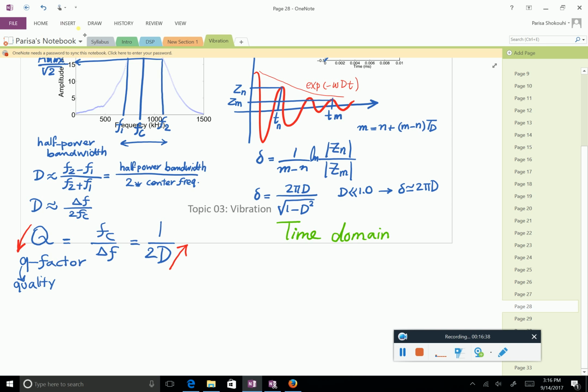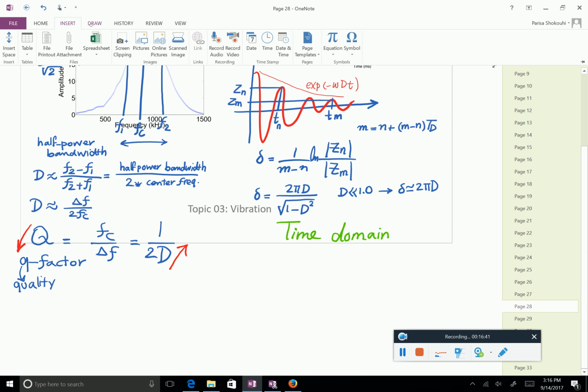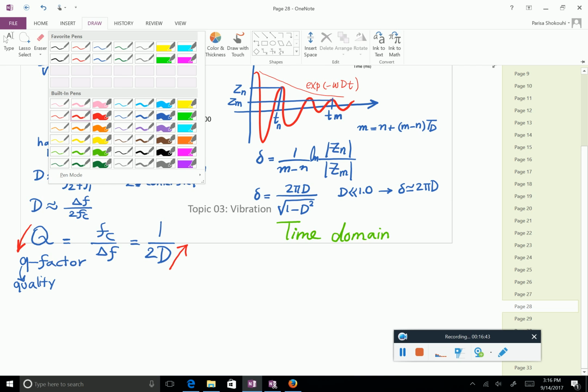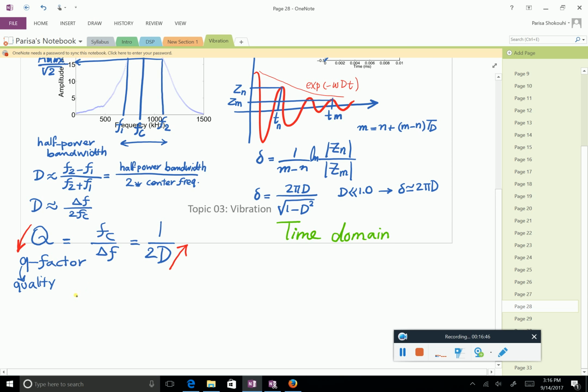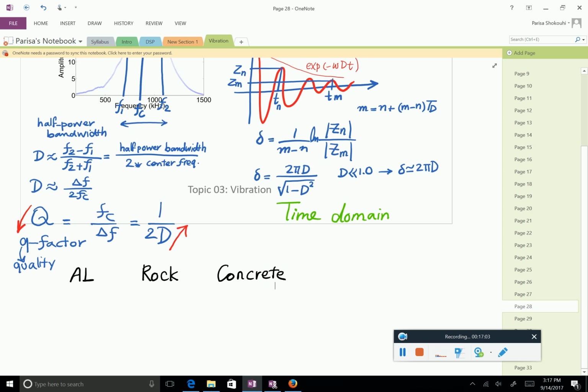So now, if I ask you this question: let's say you have aluminum or steel, and you have rock, and you have concrete, which one do you think has the highest Q factor? Which one? Aluminum has the highest Q factor.